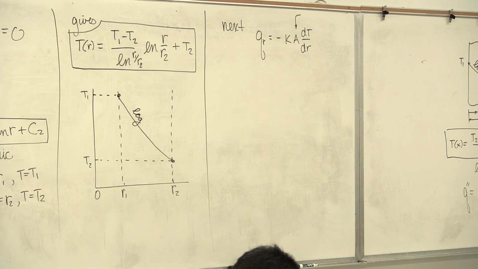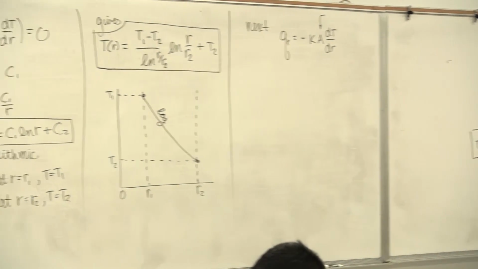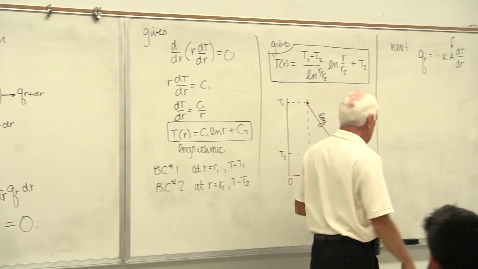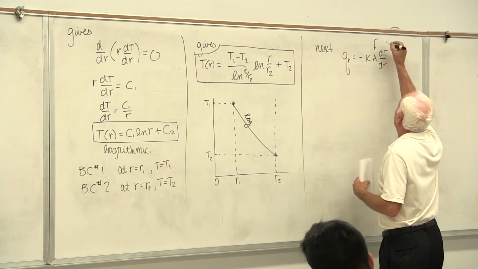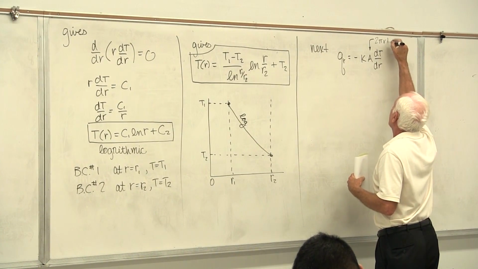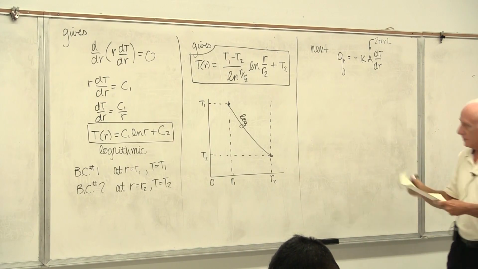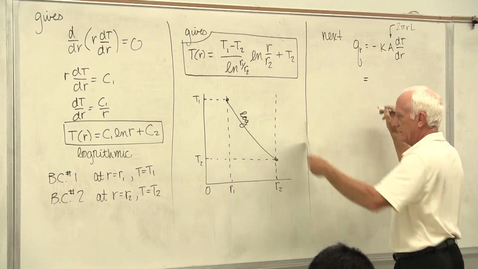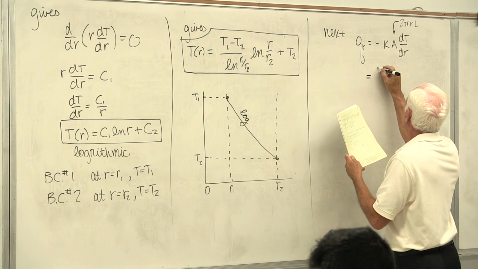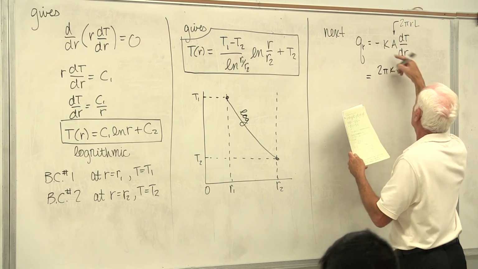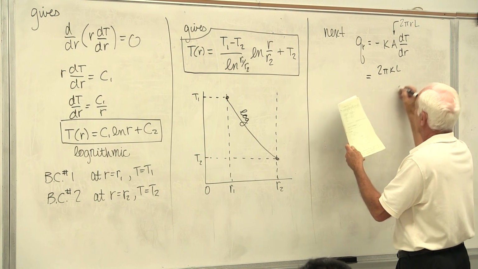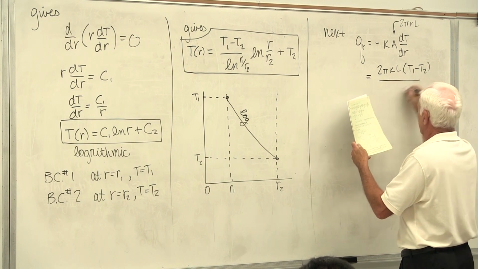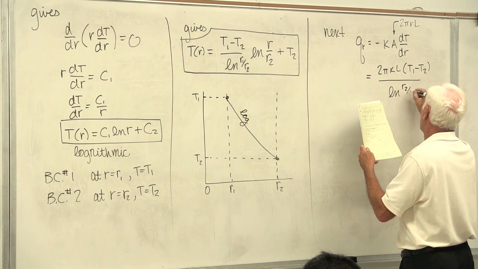How's heat being conducted? Out that way. What area does it go through? The outside area, circumference times length: pi d times L, 2 pi r L. There's the area. Go ahead and differentiate with respect to r. And we get 2 pi k L, T1 minus T2 divided by natural log r2 over r1.